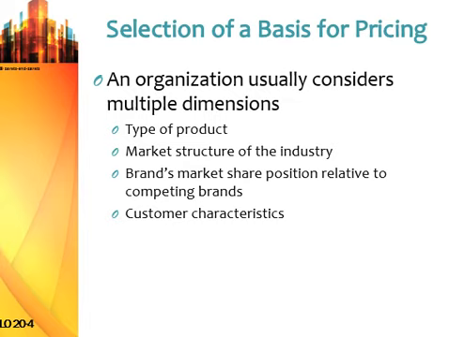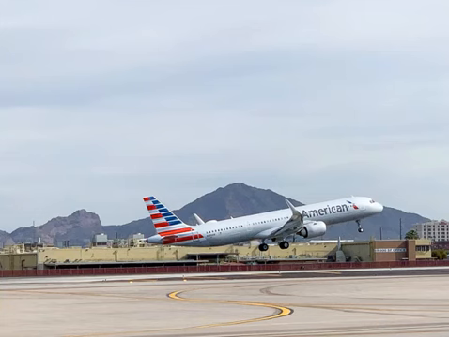So an organization usually considers multiple dimensions: type of product, market structure of the industry, brand's market position relative to competing brands, and customer characteristics. Take a look at this airline example.